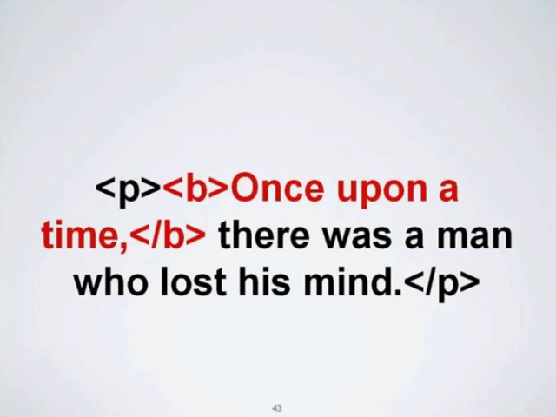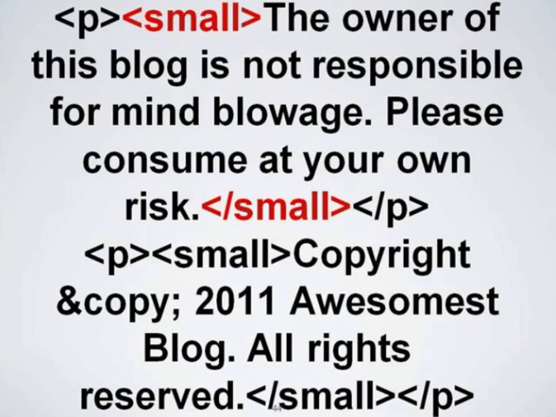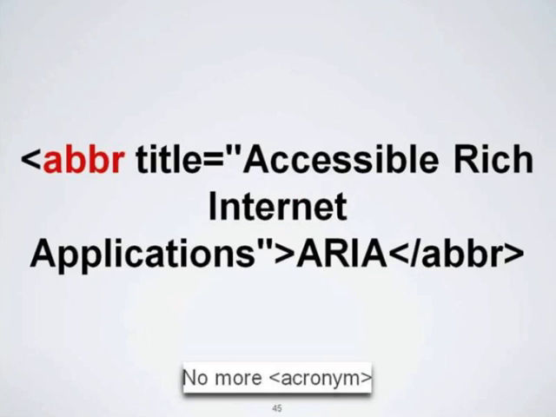But there's also, in slide 44, the small element is back, and that has a specific purpose, mostly for small print, like with contracts. So small would be a perfect solution for that kind of thing. And slide 45 shows you the abbreviation element. I always get tag and element mixed up, even though I really mean element when I should mean tag. But the abbreviation element is still here.